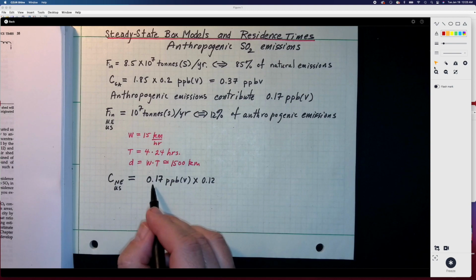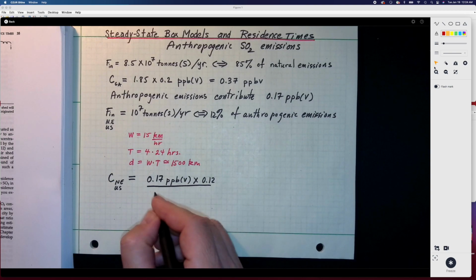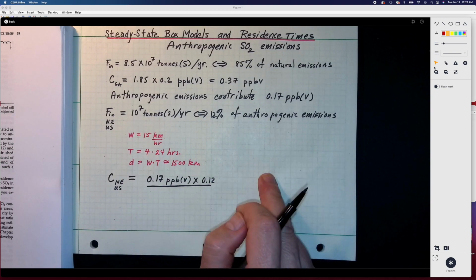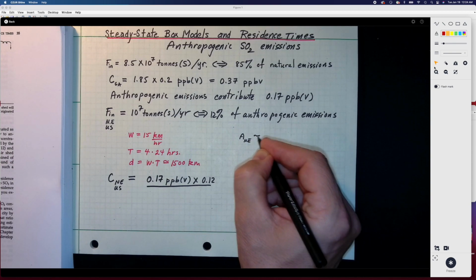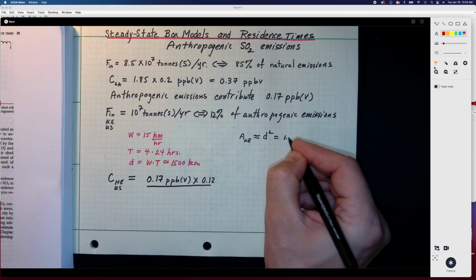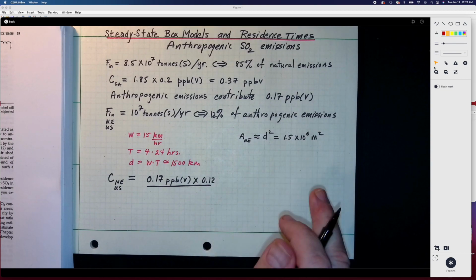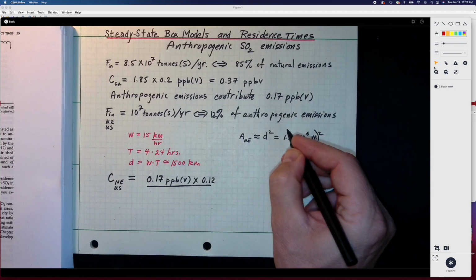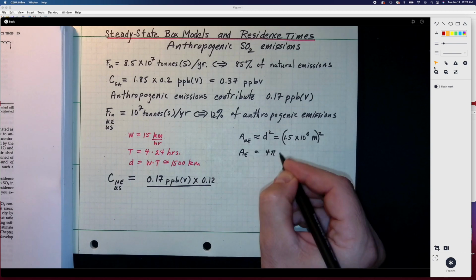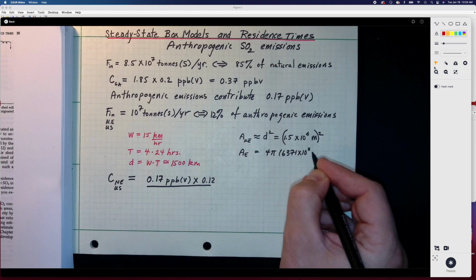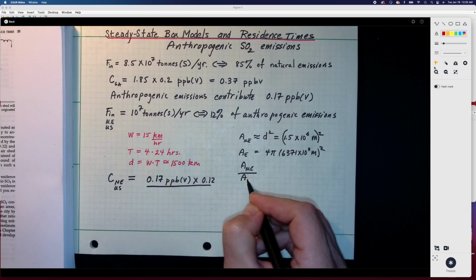But then we have to scale it up because the emissions, which are less, are now concentrated over a smaller volume. And so for that, we'll take 1,500 squared relative to the total area of the Earth. So if we take the area of the northeast US to be roughly equal to d squared, so that's 1.5 times 10 to the 6 meters, all squared. And we compare that to the total area of the Earth, which is 4 pi times 6371 times 10 to the 3 meters, all squared. And so we can take the ratio of these two, A northeast over area of the Earth.